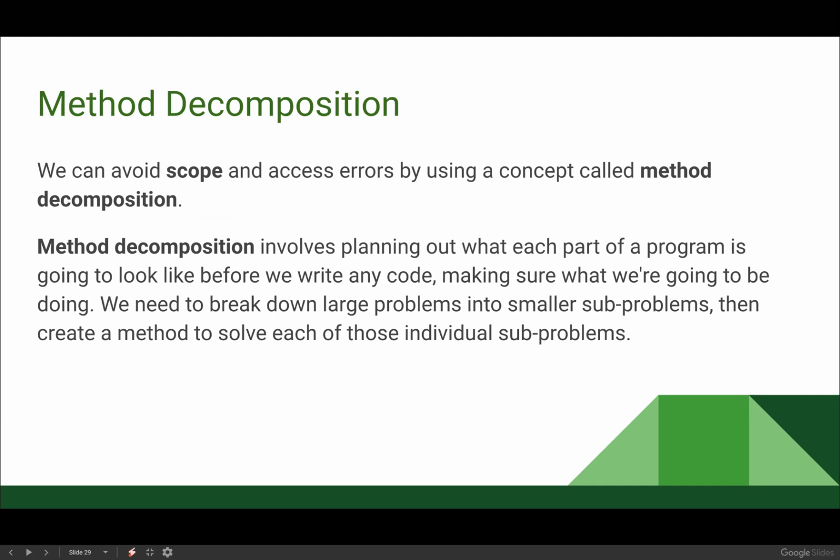All right. And we can avoid scope and access errors by using an idea called method decomposition, which is really just going to involve planning out what our program is going to look like before we actually write any code. So figuring out what things are going to do, how things are going to work before we write any code. So we want to break down large problems into smaller subproblems and then create methods that will solve each of those individual subproblems so that when we have our entire code, we can just call those methods to solve our problem at large.